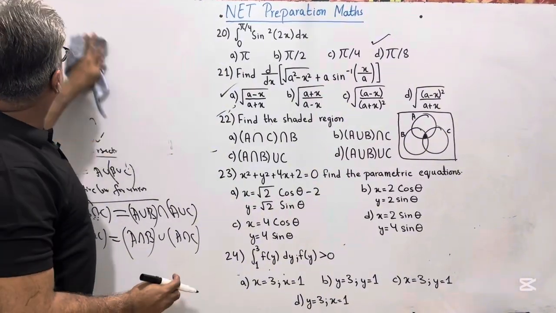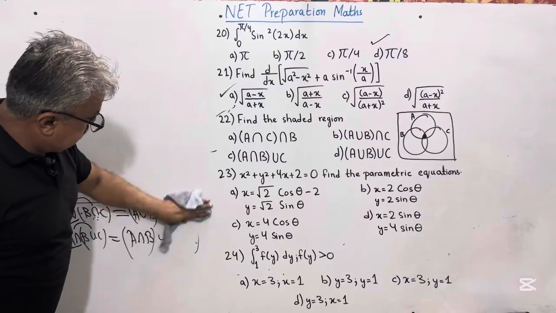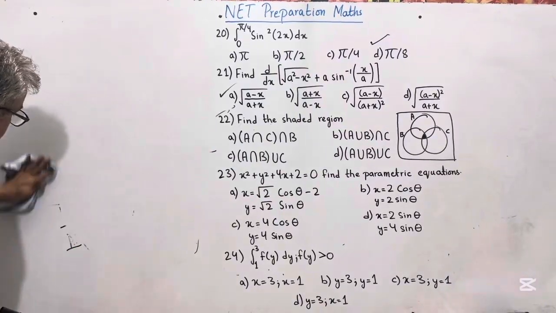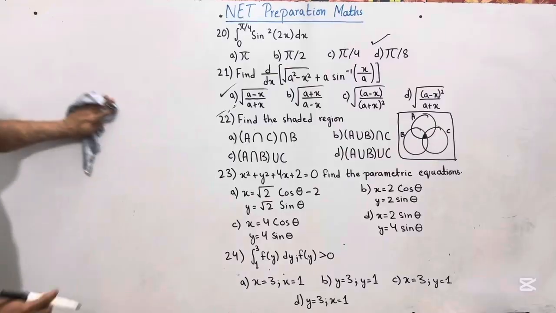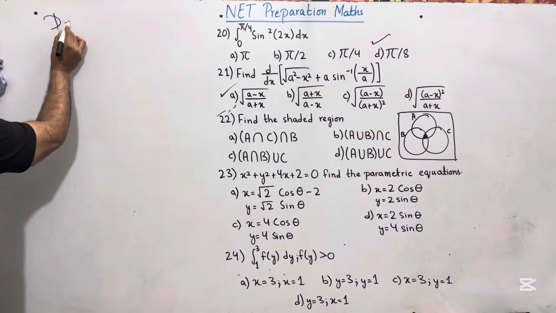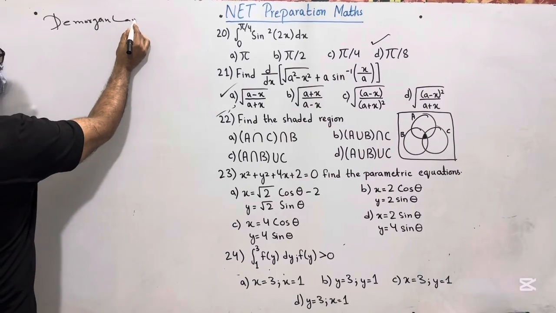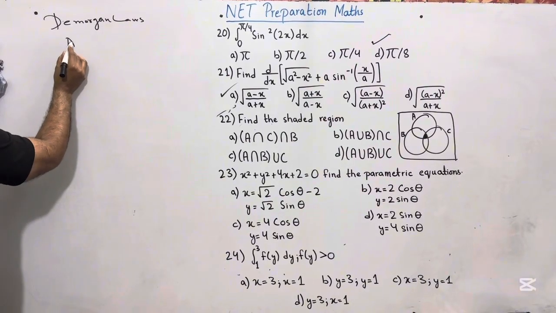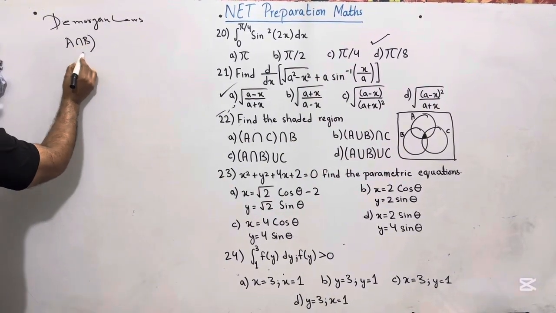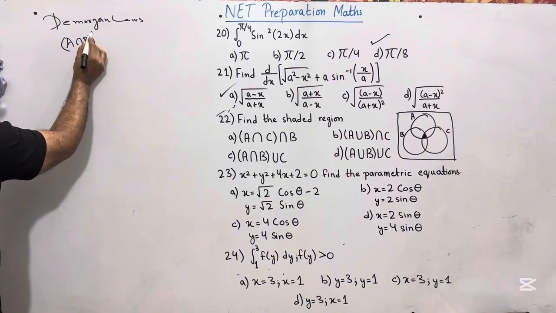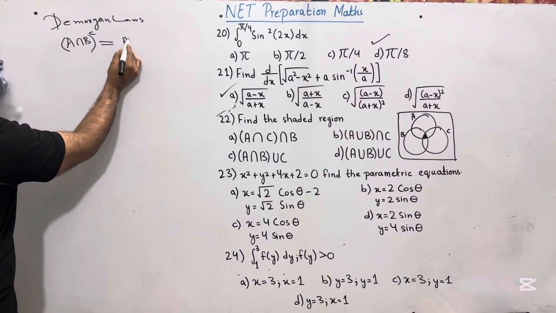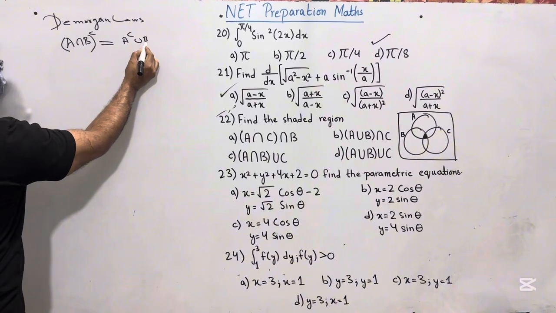De Morgan law states that, coming back to the original question, De Morgan laws. A intersection B whole complement is tantamount to A complement union B complement.